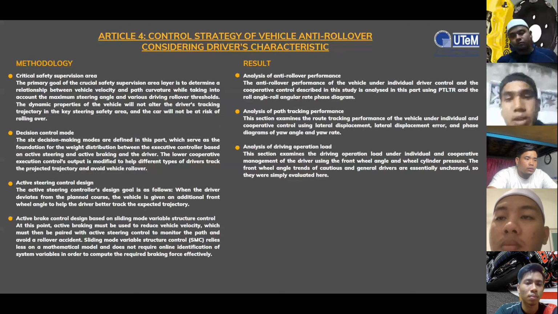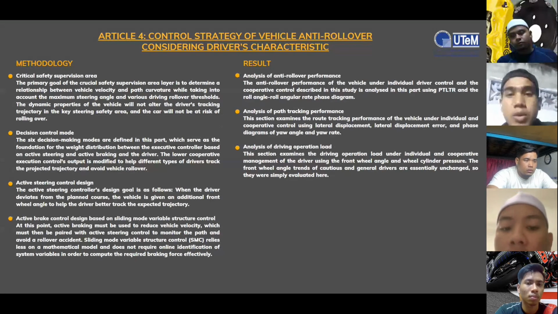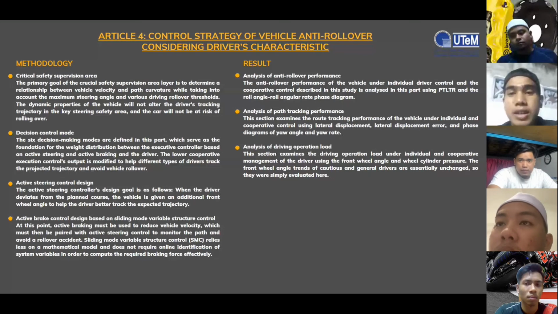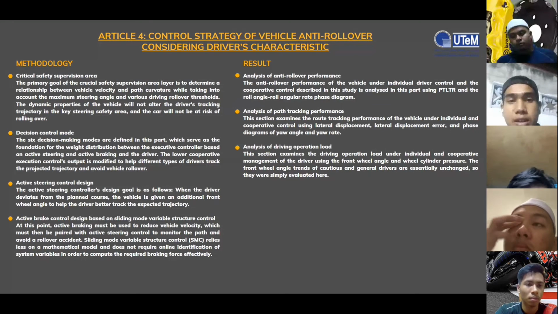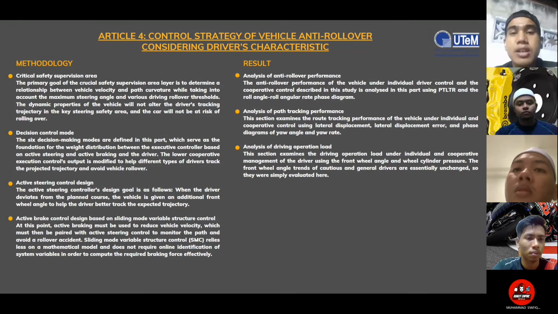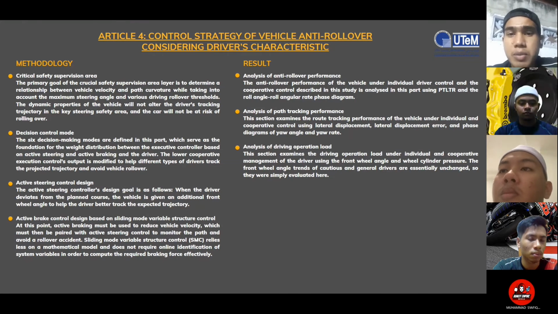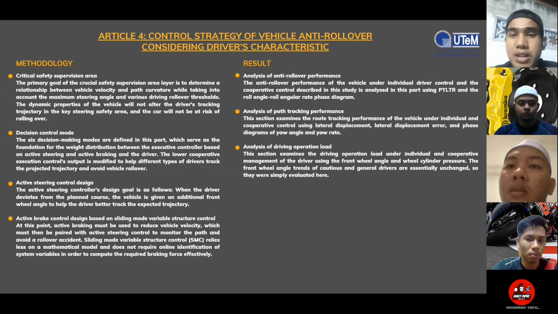Okay, for the next article, Article 4, about control strategy of vehicle anti-rollover considering driver characteristics. The first methodology is the critical safety supervision area. The primary goal of the critical safety supervision area is to determine the relationship between vehicle velocity and driver intervention while taking into account the maximum angle and various driving rollover thresholds.